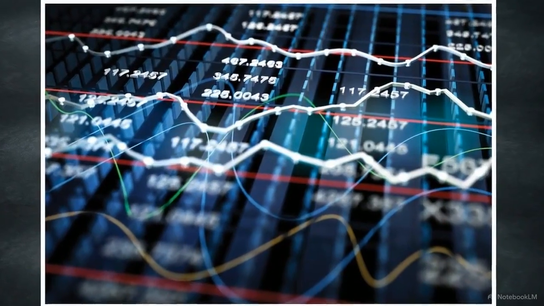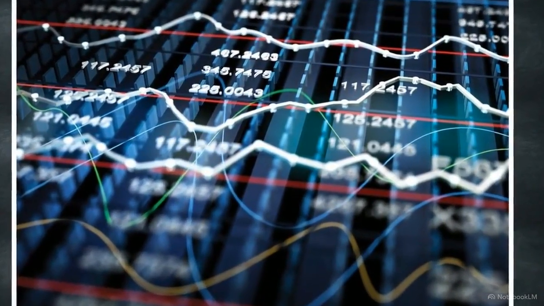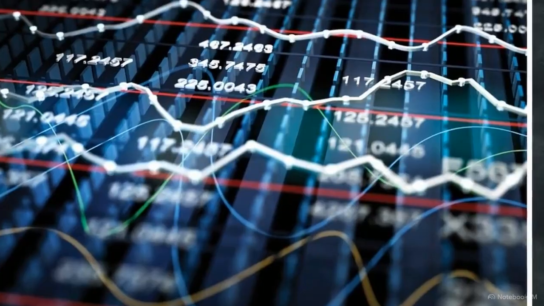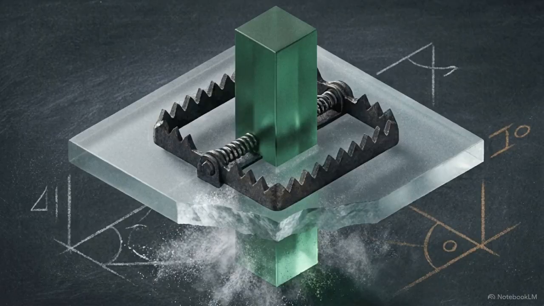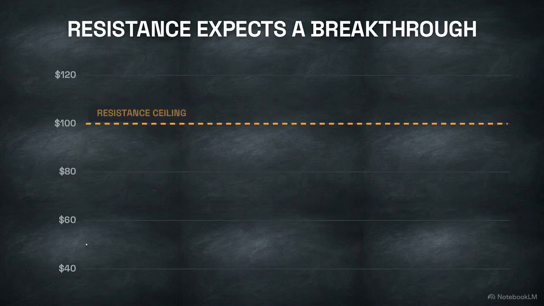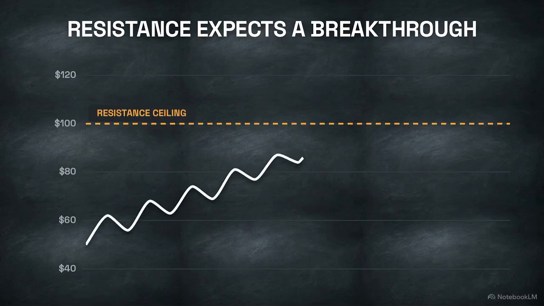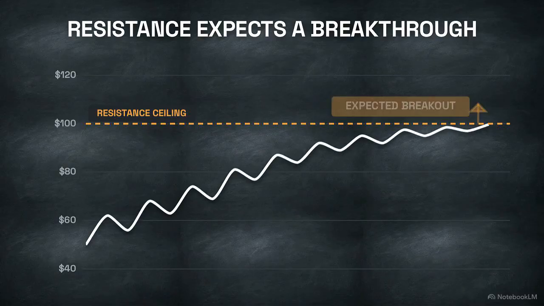This digital landscape of glowing numerical price data and line graphs is where the false breakout occurs. It is the moment where price pushes past a known ceiling, only to reverse and trap the traders who entered on the move.